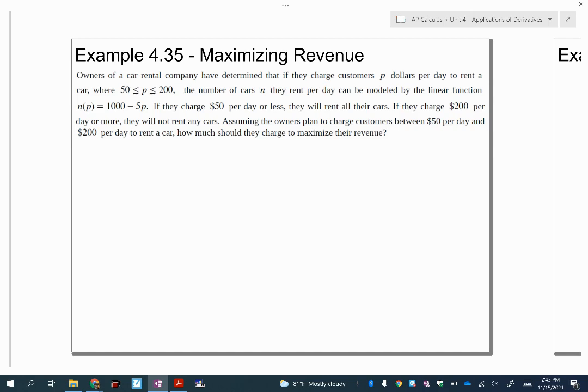So this really comes down to understanding how to find revenue. And revenue in this situation is going to be the number of cars, so N, the number of cars that they are able to rent per day, times the price that they're charging each customer to rent their car per day. So essentially, based on what they told us, N is the same as 1,000 minus 5p, and then times whatever price they're choosing in terms of charging their customers per day to rent a car.